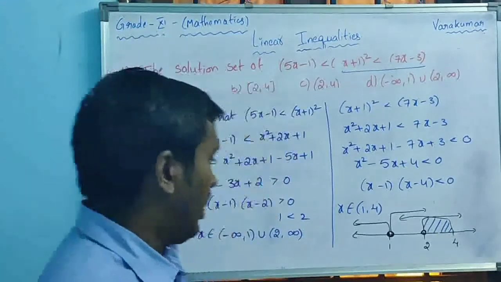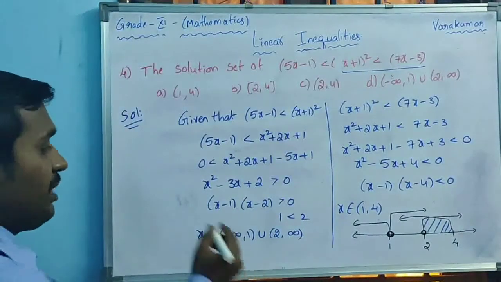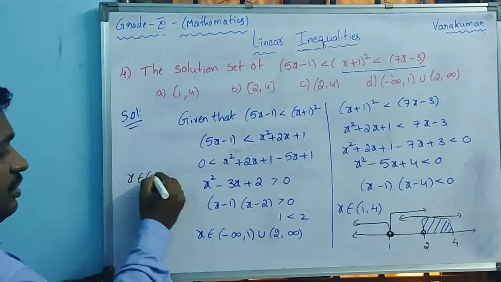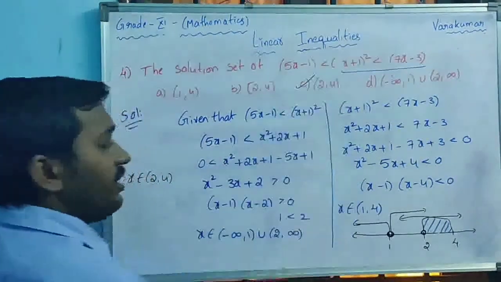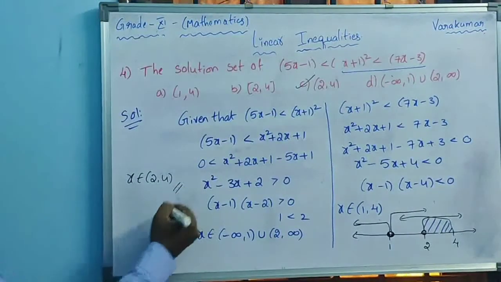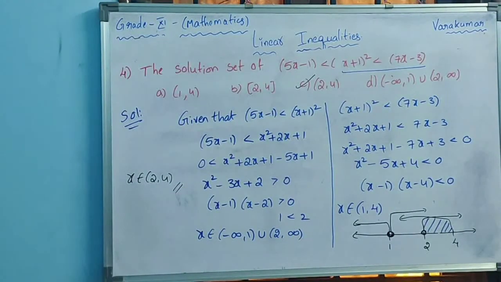is not included. So what we can comment the solution set? X belongs to 2 comma 4. So among the 4 options, option C is the right answer. This completes the solution.